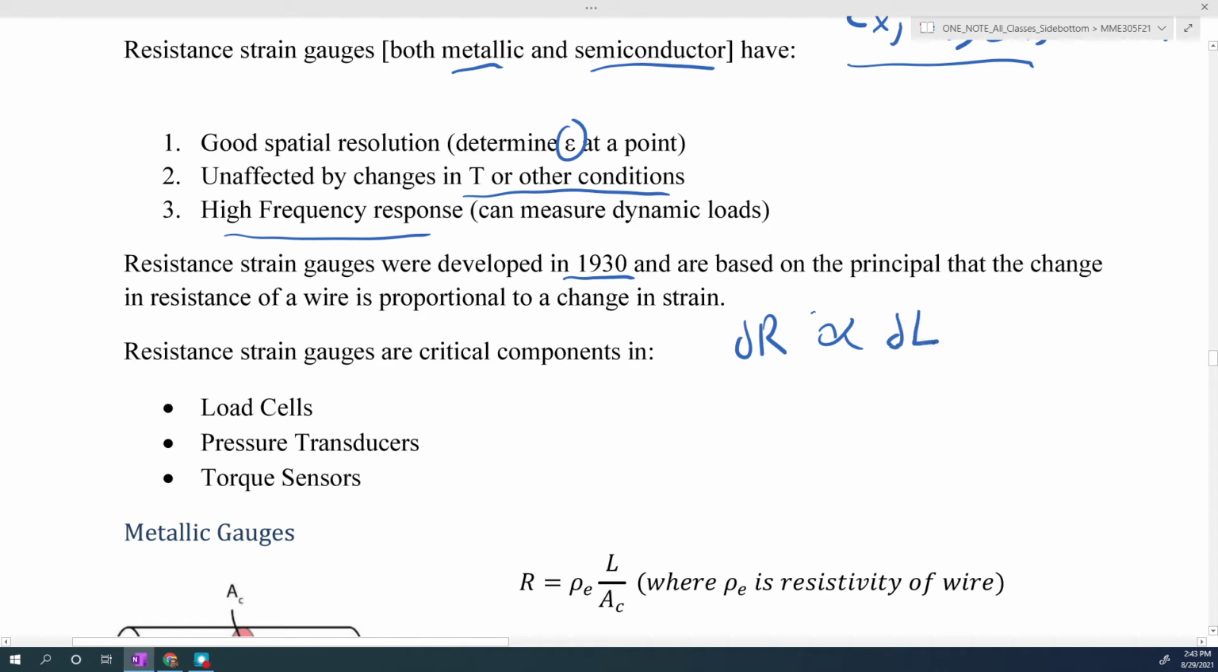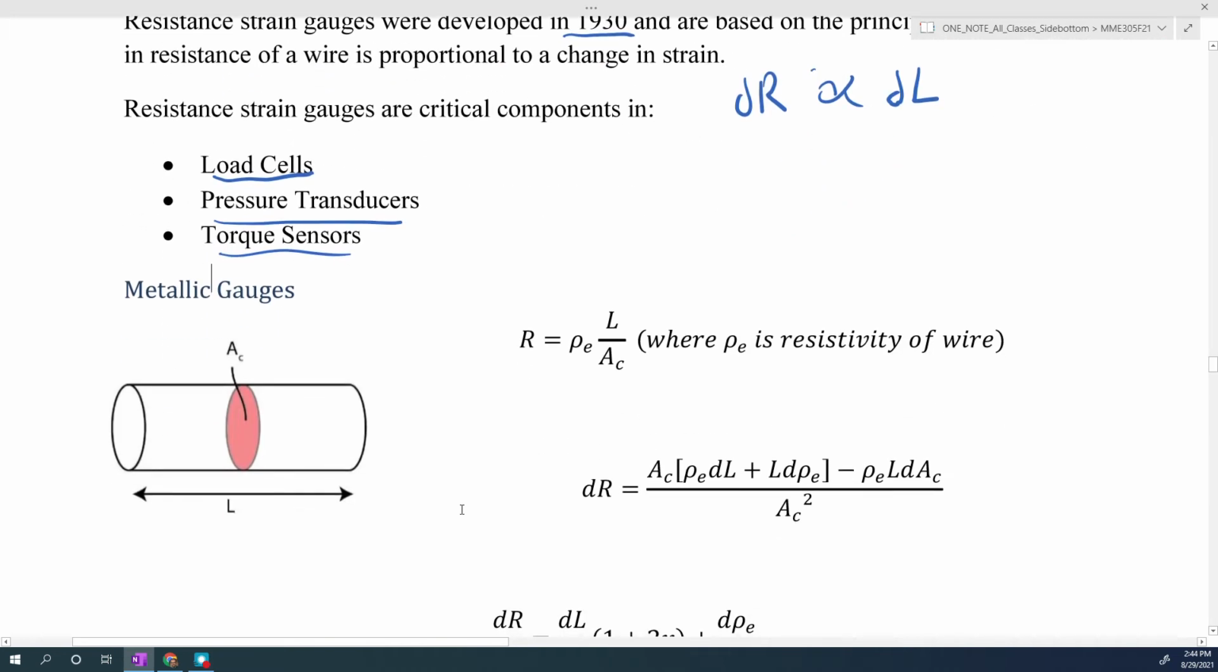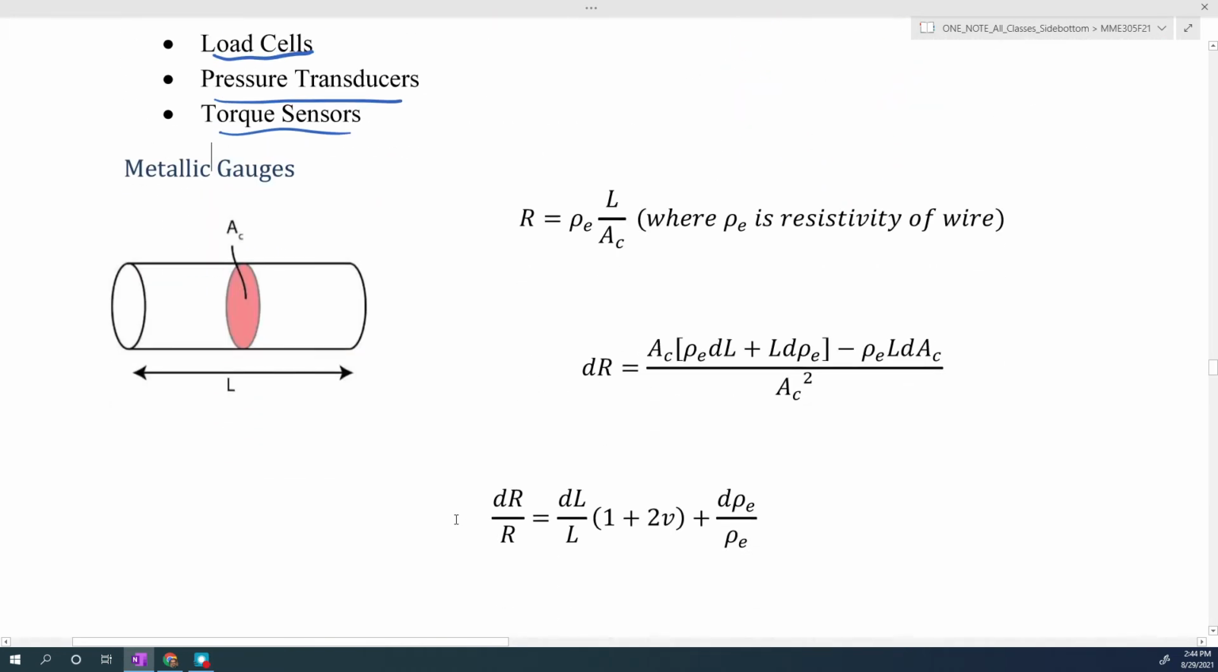Resistance strain gauges are critical components that are used throughout many systems, specifically in load cells, pressure transducers, and torque sensors. So they're often used to measure things like loads, torques, and pressures. We're going to talk about the basics of metallic strain gauges and how metallic strain gauges work.